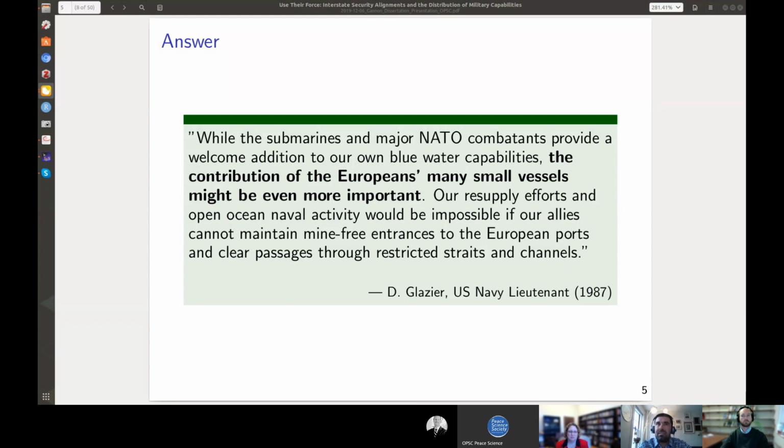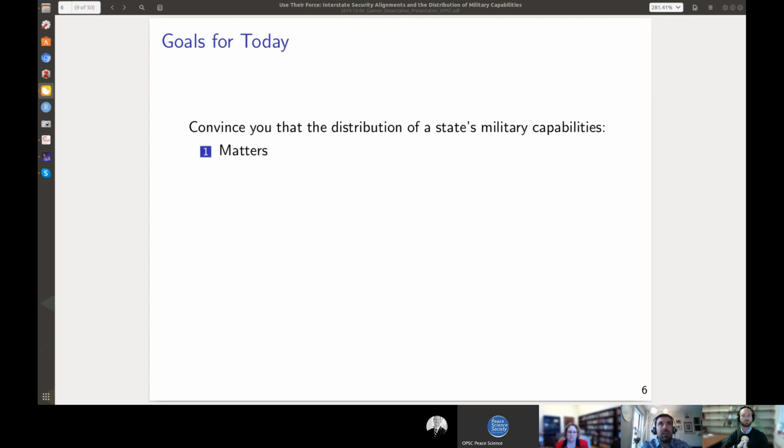Naval Lieutenant Glazer at the time stated that while the submarines and major NATO combatants provide a welcome addition to our own blue water capabilities, the contribution of the Europeans' many small vessels might be even more important. Our resupply efforts and open ocean naval activity would be impossible if our allies cannot maintain mine-free entrances to the European ports and clear passages through restricted straits and channels.